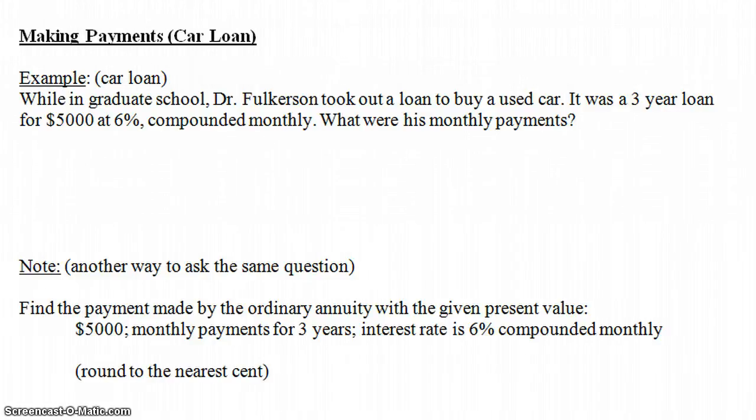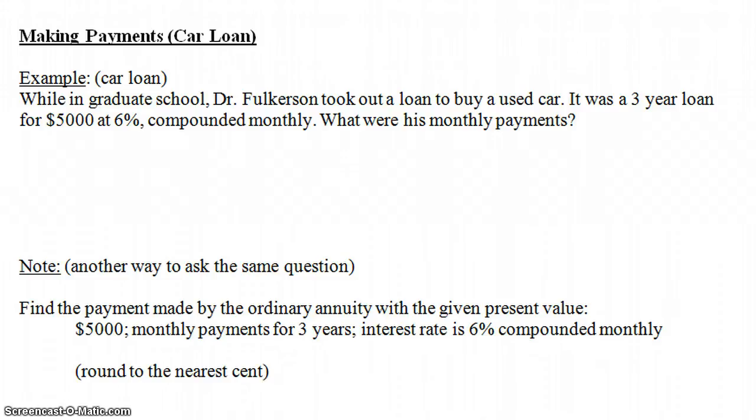In this video, we're going to talk about making payments on a car loan. So the example says this: while in graduate school, Dr. Fulkerson took out a loan to buy a used car. It was a 3-year loan for $5,000 at 6% compounded monthly. What were his monthly payments?